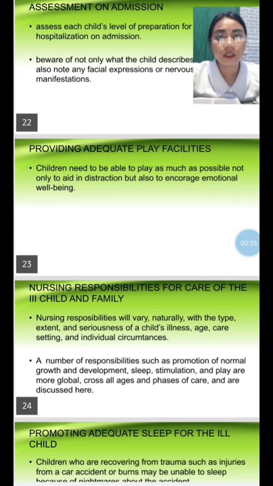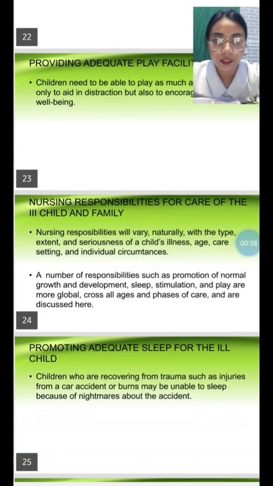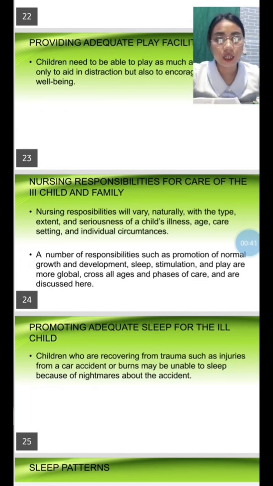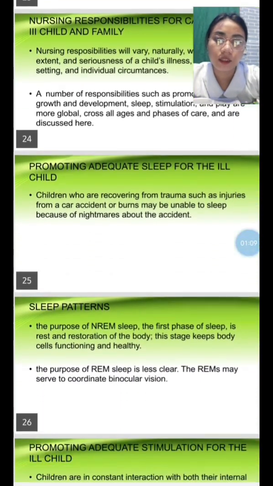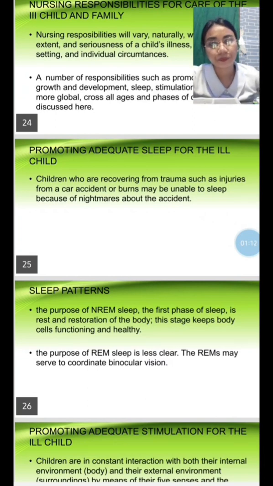So but also to encourage emotional well-being. Yes. And nursing responsibilities for care of the ill child and family. Nursing responsibilities will vary naturally with the type, extent, and seriousness of a child's illness, age, care setting, and individual circumstances. And a number of responsibilities such as promotion of normal growth and development, sleep, stimulation, and play are more global across all ages and phases of care and are discussed here.